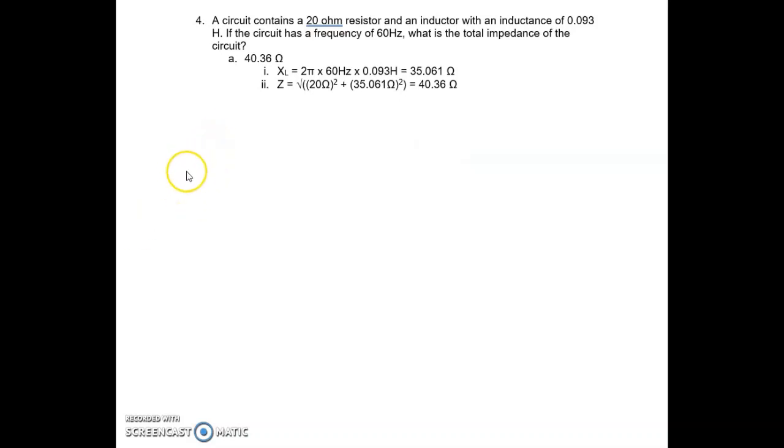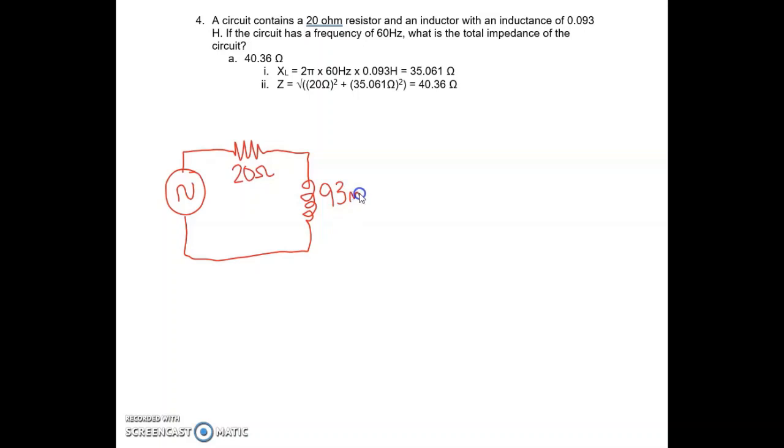For number 4, we have a circuit, AC power source. It's a series circuit with a resistor and an inductor, 20 ohm resistor, a 93 millihenry inductor, and we have 60 hertz. And the question is asking, what is the total impedance of the circuit?